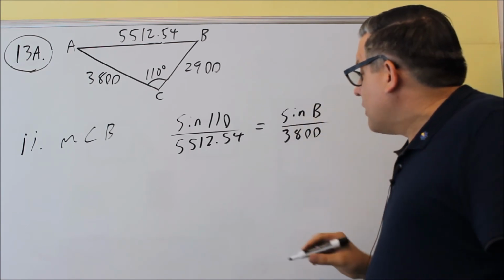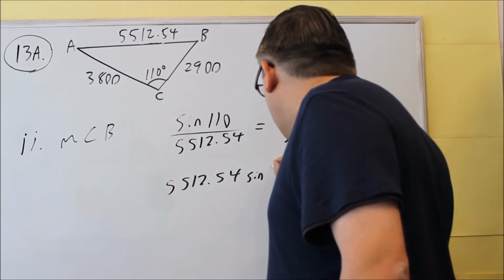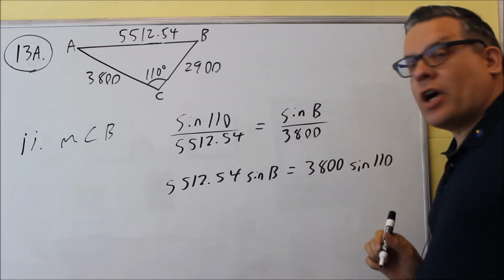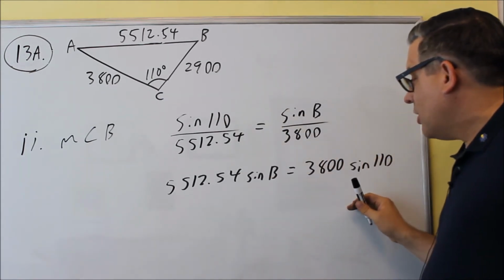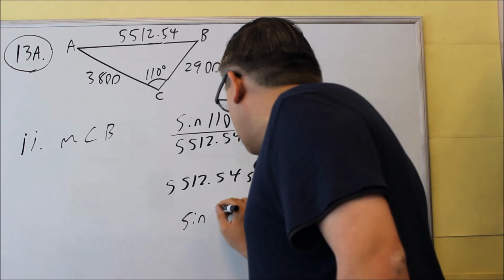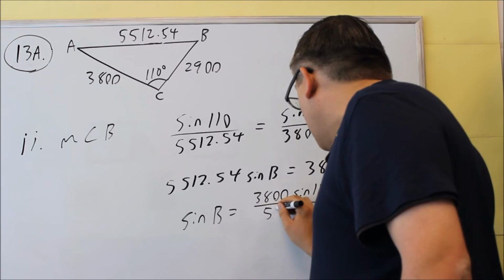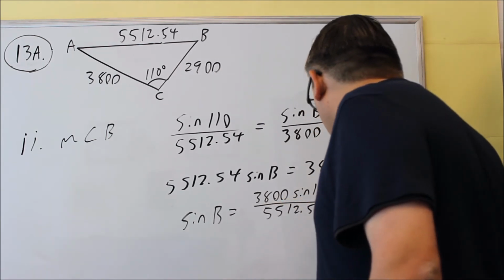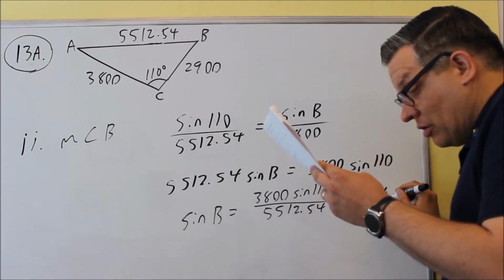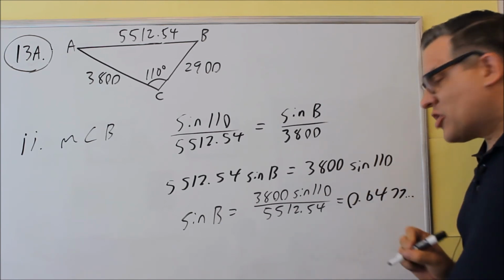So if you cross multiply this one, we get 5512.54 sine B, and that's going to equal 3800 sine 110. So we begin by doing that, where we cross multiply that. Then we're going to divide both sides by 5512.54. And you're going to get sine B is equal to 3800 sine 110 over 5512.54. And if you put that into your calculator, you get 0.6477. There's some more decimals that you get with that. It continues, but this is the decimal that you get.